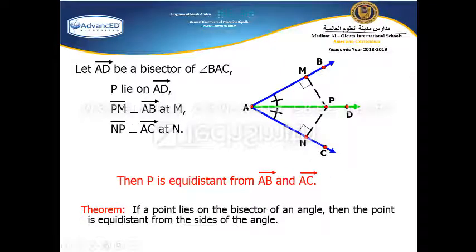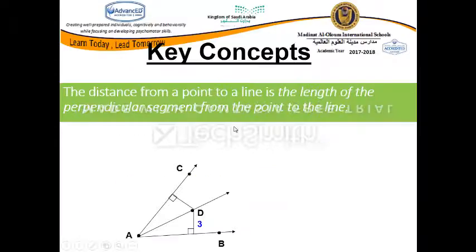Here, as we said in the theorem, if a point like point P lies on an angle bisector like AD, then this point is equidistant from the two sides of this angle. This distance is the perpendicular length. Equidistant means this distance equals the perpendicular segment, this one.